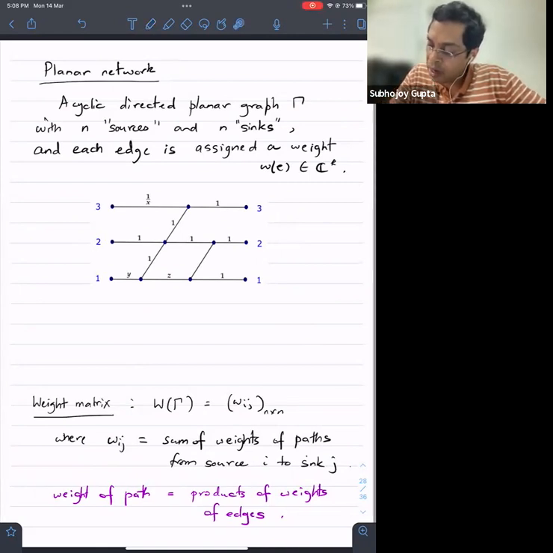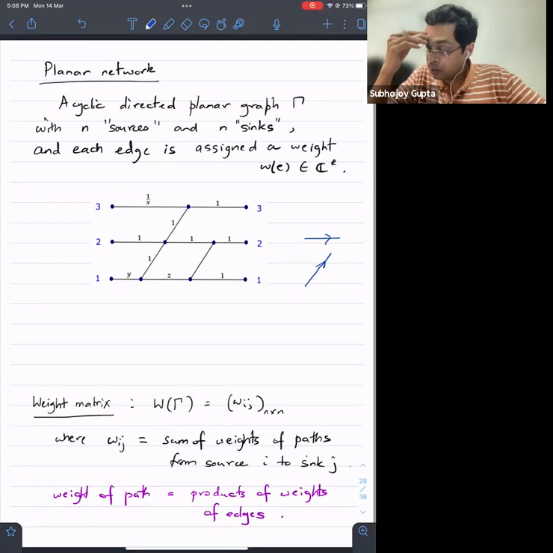So I've drawn one here. I've not put the arrows, but you can think of them as being directed from left to right and from bottom to top. Okay, all these edges in the picture. And to such a directed planar graph, you can associate a matrix, which is the sum of weights of paths from the ith source here to the jth sink here. And a weight of a path is the product of the weights of edges that you encounter.